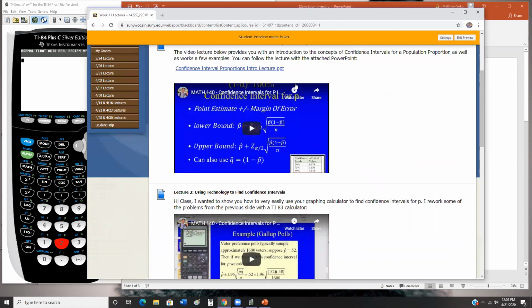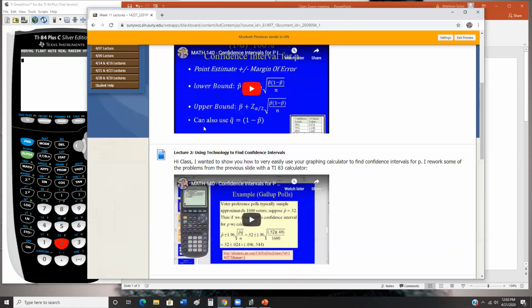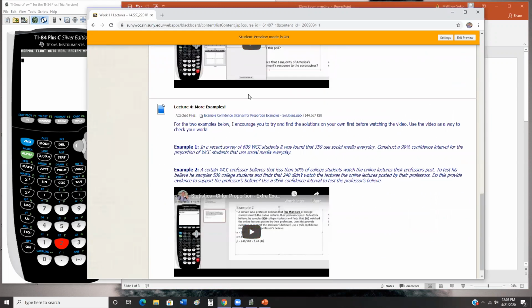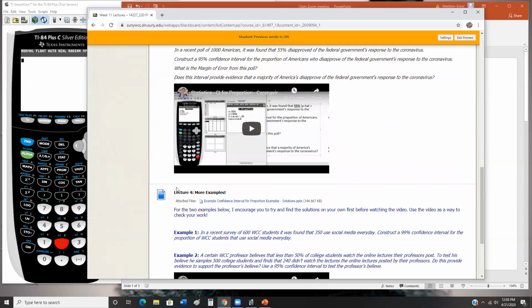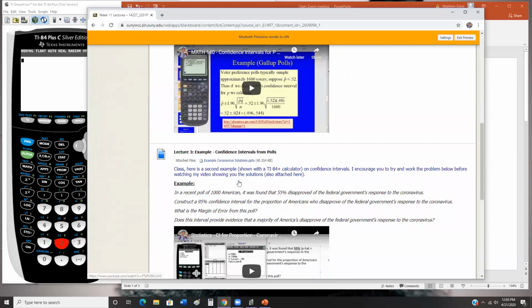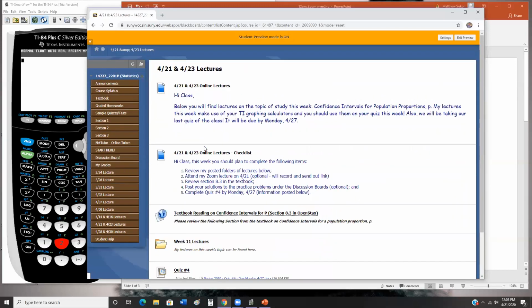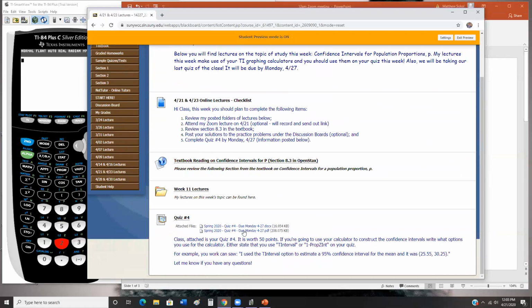kind of just go into a little bit of the theory of how confidence intervals for proportions are talked about, and then I do a bunch of lectures with your graphing calculator. Just like last week, where we relied heavily on the graphing calculator to construct the confidence intervals, that's going to be the same this week. And then also this week, you have your next quiz that I posted. Okay, so this is going to be due by next Monday.